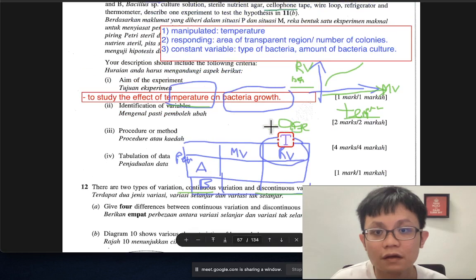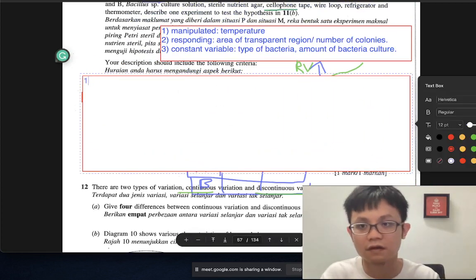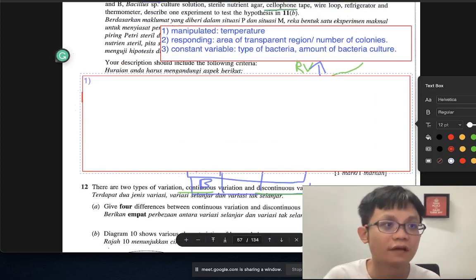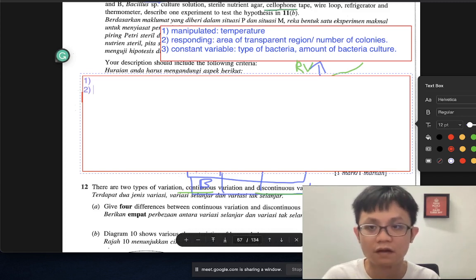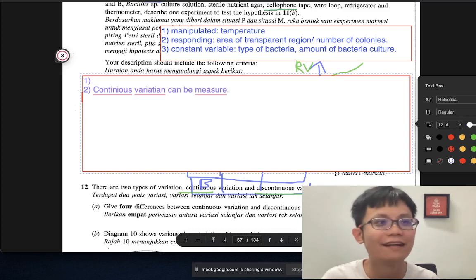First one, continuous variation does not show significant differences, then discontinuous variation shows significant differences. Then continuous variation can be measured, while discontinuous variation cannot be measured. Is that enough? Four already? No, we need two more.